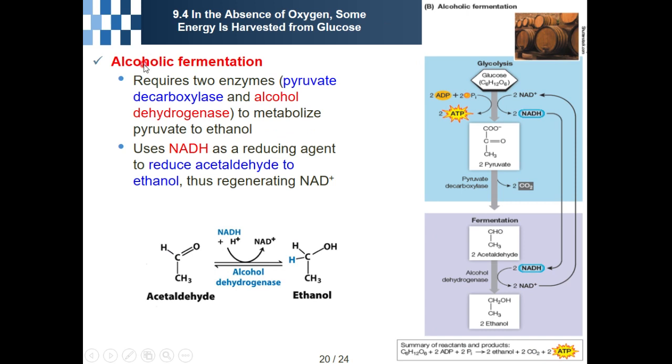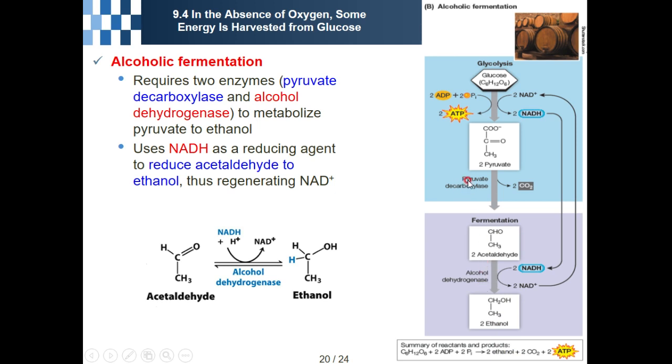So let me go to the alcoholic fermentation. Usually whenever we make alcohol, we use alcoholic fermentation. Pyruvate can be changed to acetaldehyde, and the acetaldehyde is changed to ethanol, like this. At that time, 2 enzymes are involved. You don't have to memorize it.